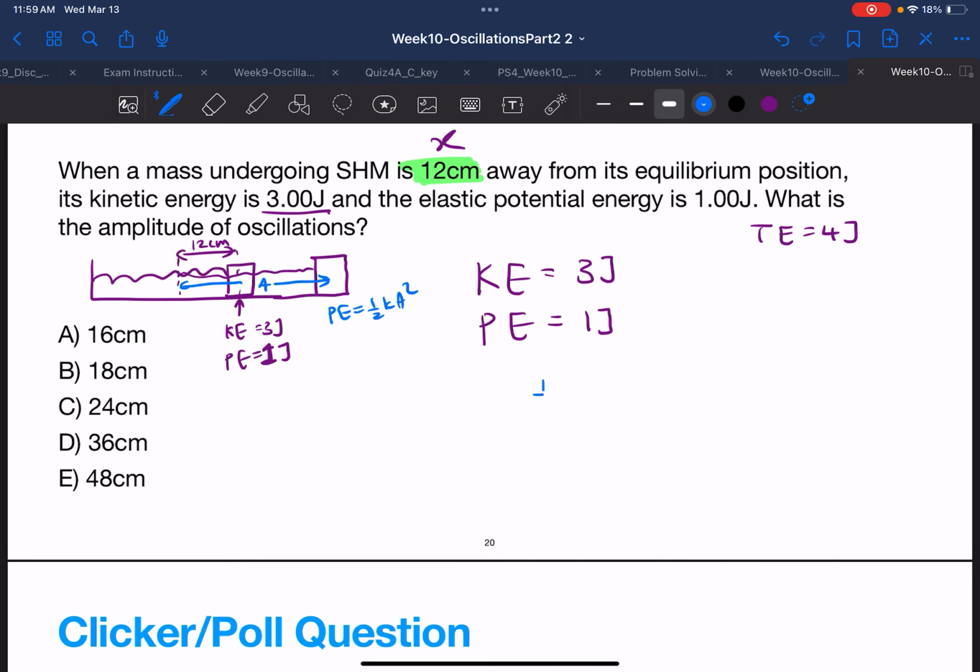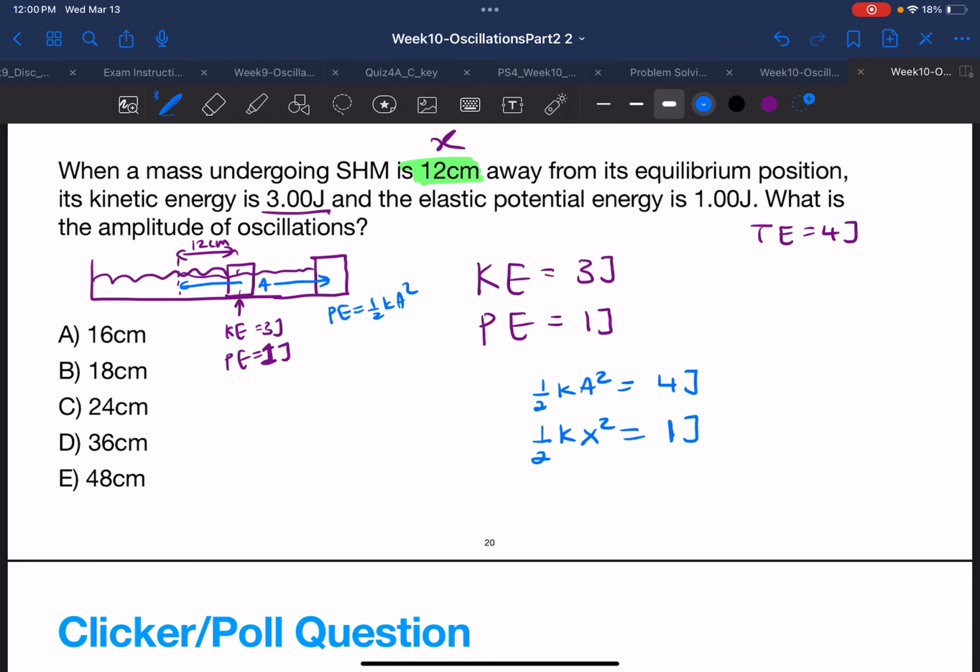So we know that 1/2 K A squared, which is the total energy, is equal to 4 joules. We also know that the spring potential energy here is 1/2 K x squared, which is equal to 1 joule.